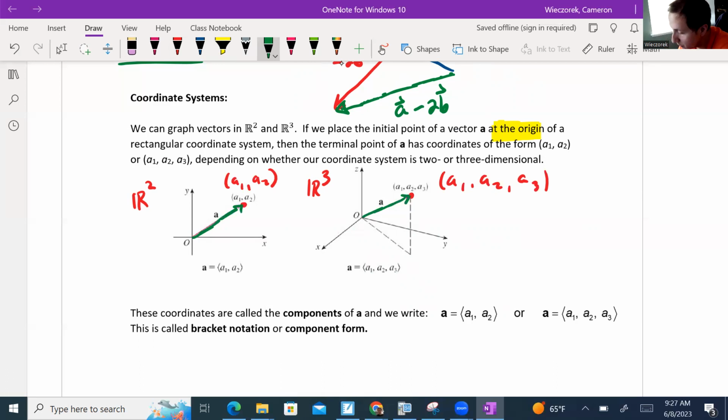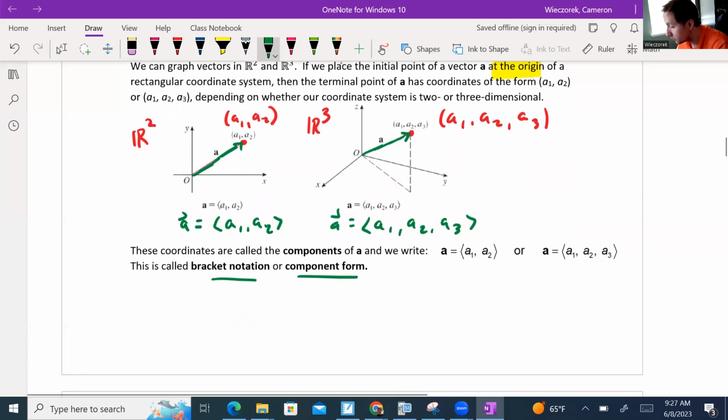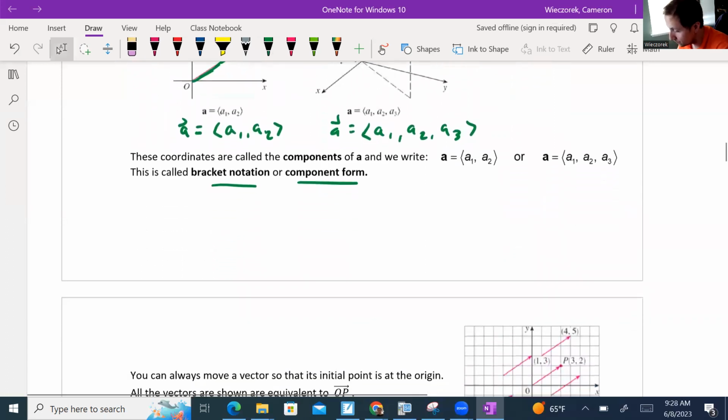And now how do I distinguish the vector from the point? I use this bracket or component form. So instead of giving it parentheses, I put a little set of brackets around the ordered pair. And that tells me that I'm dealing with vector A as opposed to the ordered pair. Okay. So brackets versus parentheses is a way to distinguish an ordered pair from a vector.